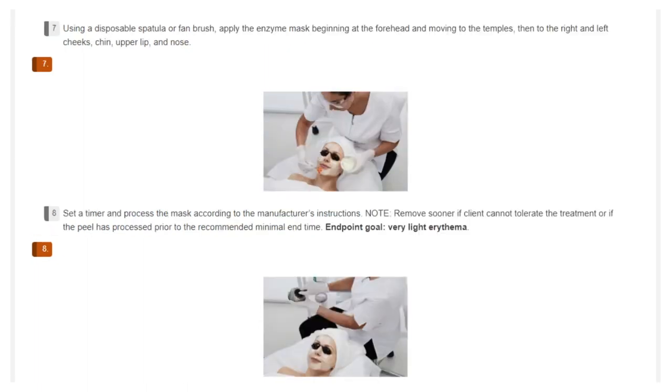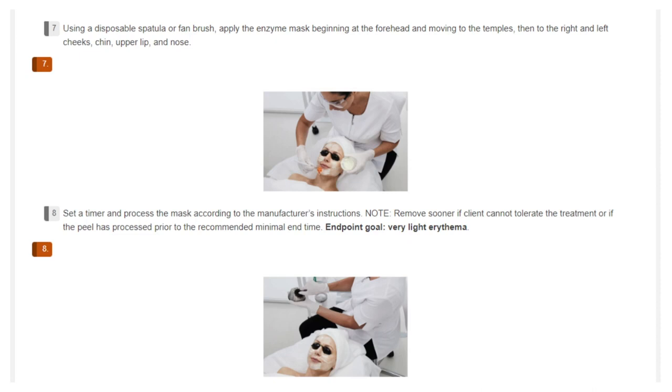7. Using a disposable spatula or fan brush, apply the enzyme mask beginning at the forehead and moving to the temples, then to the right and left cheeks, chin, upper lip, and nose. 8. Set a timer and process the mask according to the manufacturer's instructions.